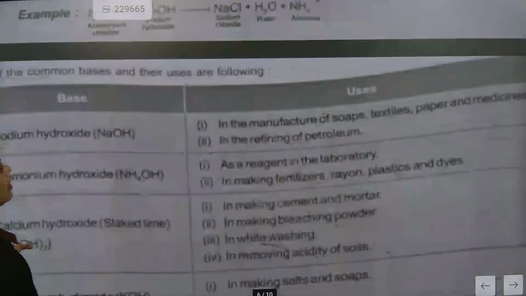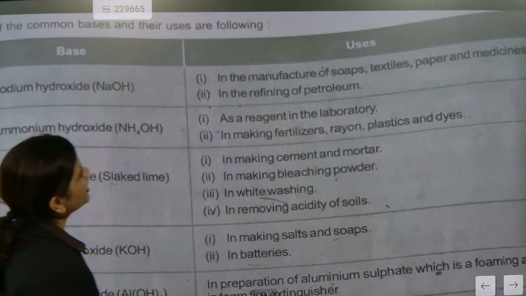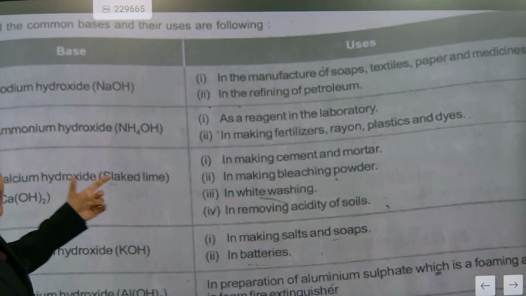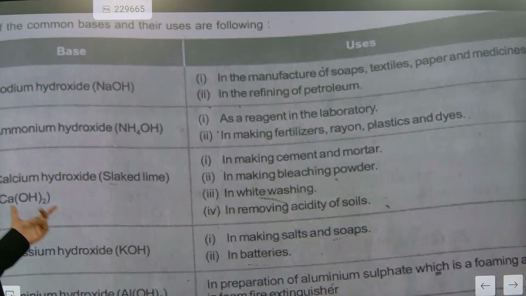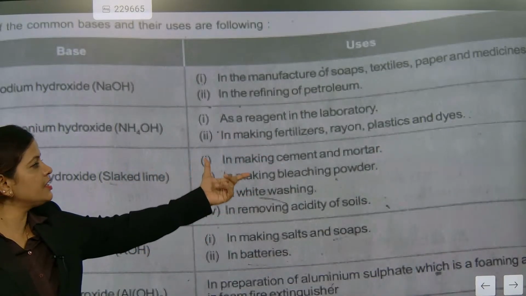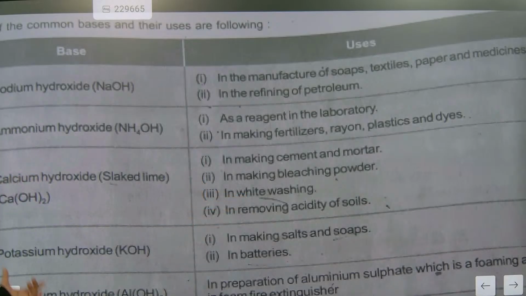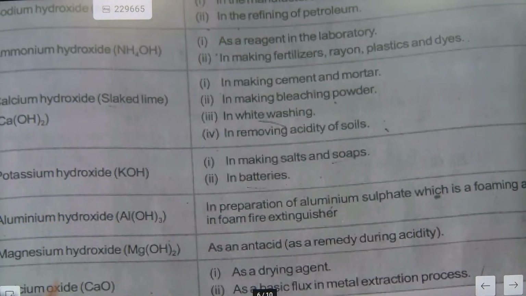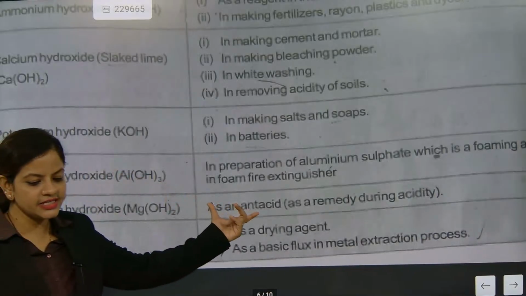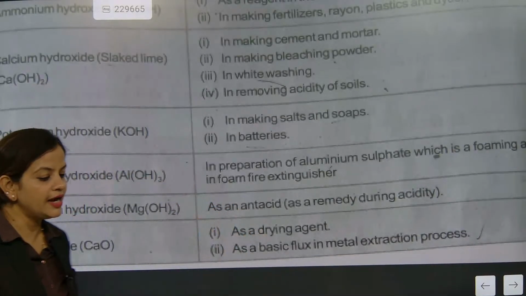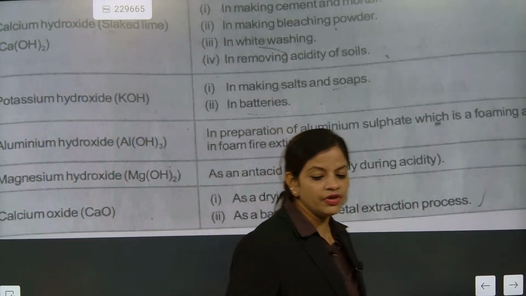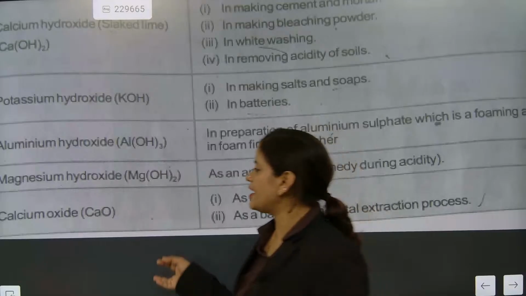Let's go with bases and their uses. Sodium hydroxide is used in soap and textile industries. Next, ammonium hydroxide, a reagent in the laboratory. Calcium hydroxide is used in cement and mortar, bleaching powder industries. Potassium hydroxide in making salt and soap. Aluminium hydroxide in preparation of aluminium sulfate. Magnesium hydroxide, antacids. Calcium hydroxide, drying agent. At least one usage we must know, so that we will be able to write this.